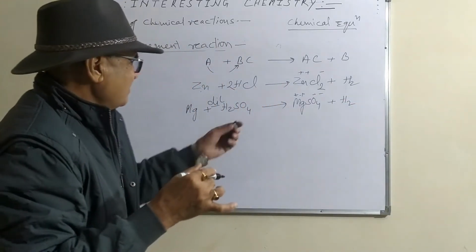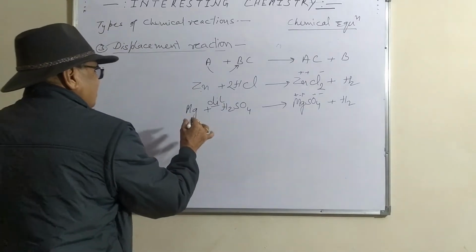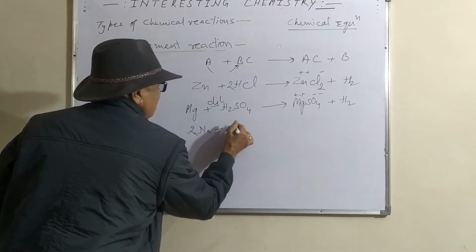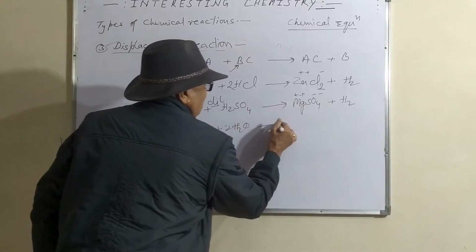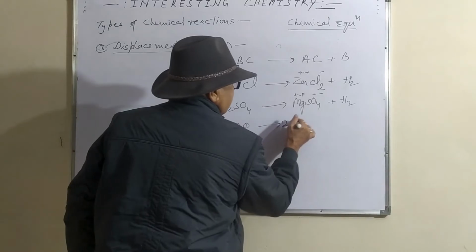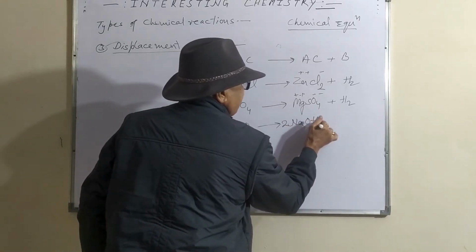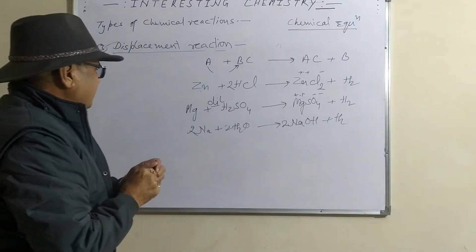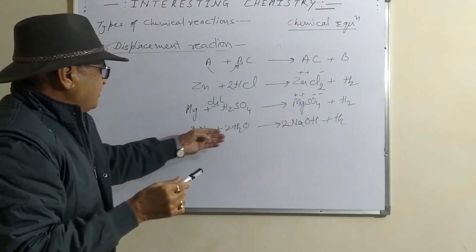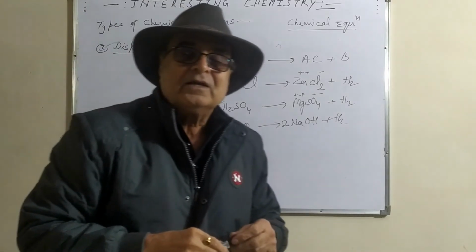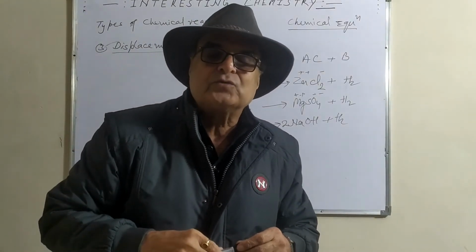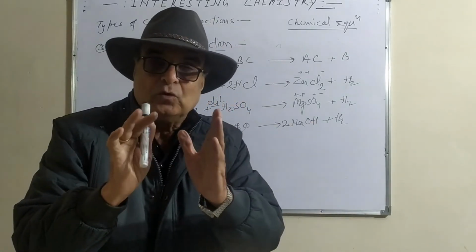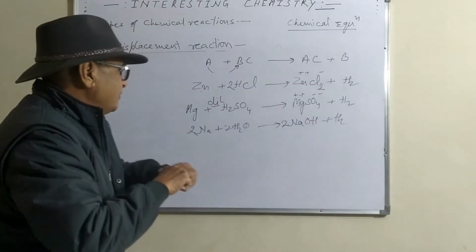Suppose you write the equation here: 2Na plus 2H2O gives 2NaOH plus H2. You write it. Suppose when sodium is treated with water, sodium hydroxide and hydrogen are formed. To make you understand this, I am writing in this way.